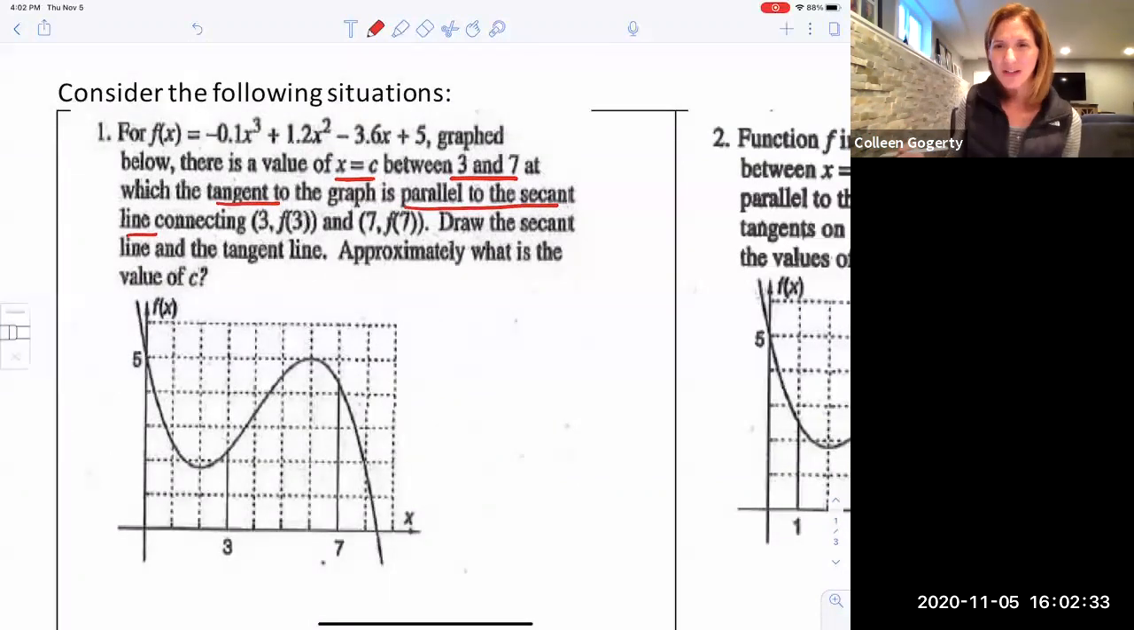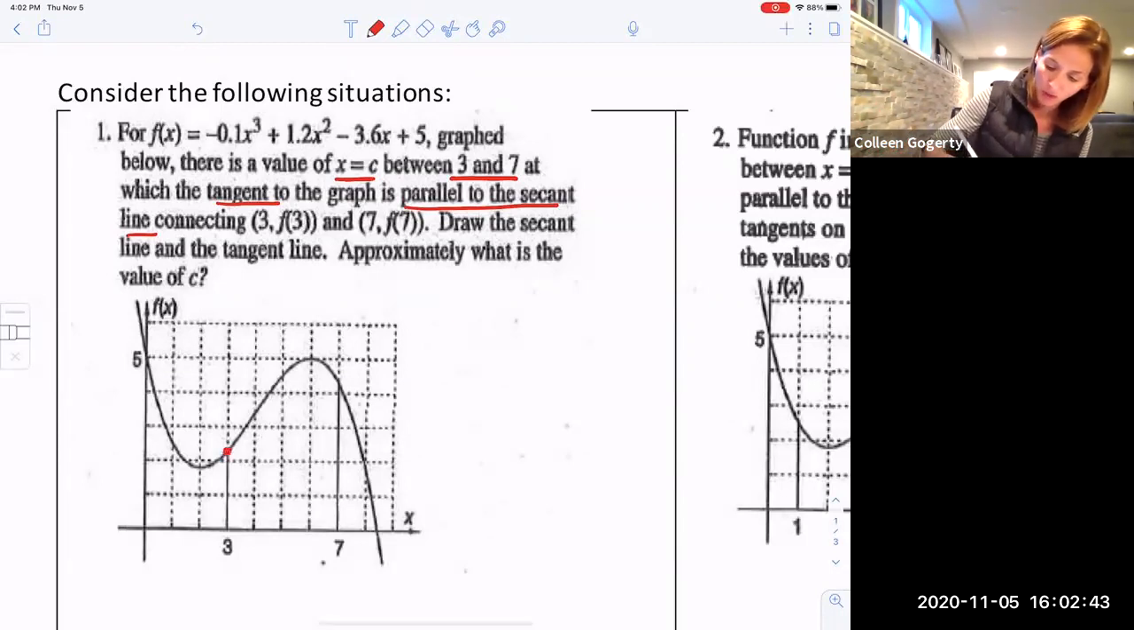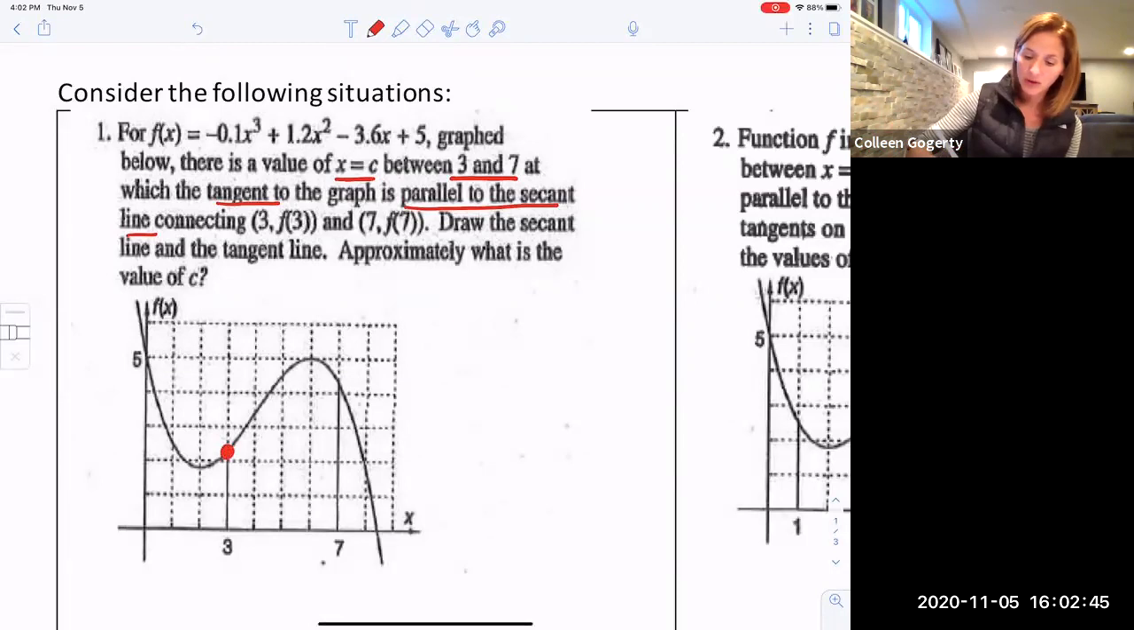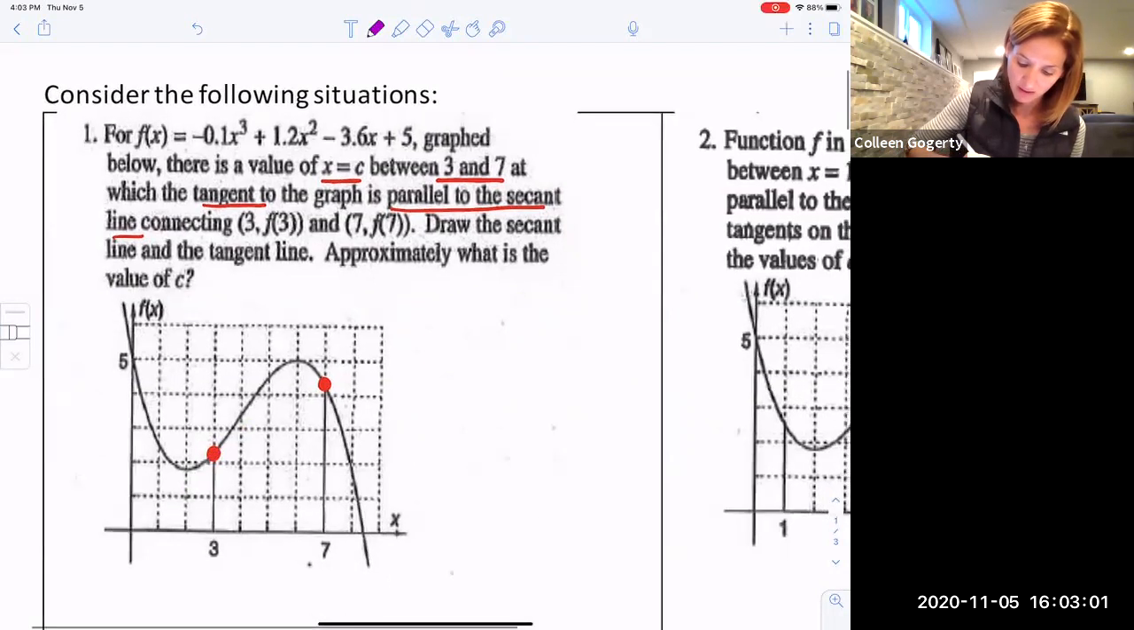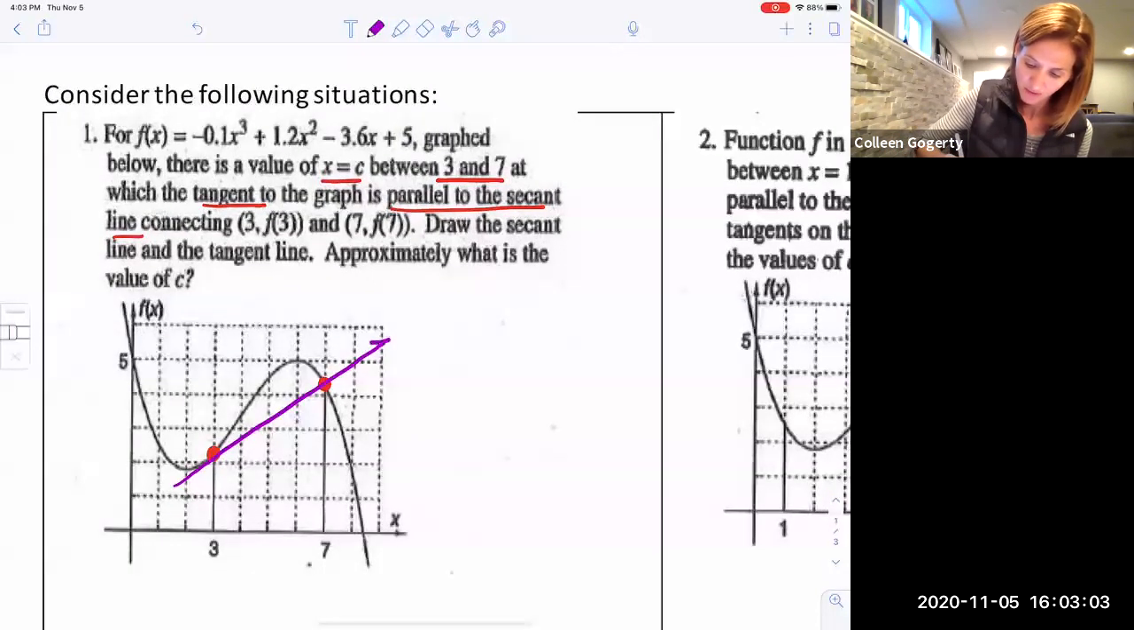So together, I just want us to remember what the definitions of these terms are. First and foremost, we're looking at the point (3, f(3)), and we're looking at (7, f(7)). Remember that a secant line is just a line that connects these 2 points that are on our function f. So the secant line is roughly, whoops, I'm going to undo that line. It's roughly this. Okay.